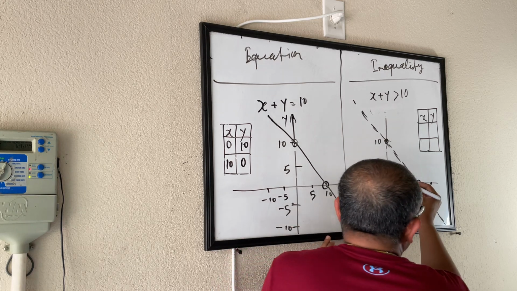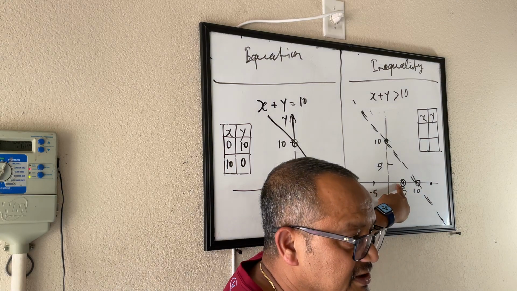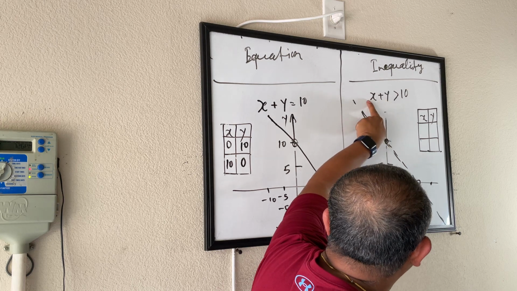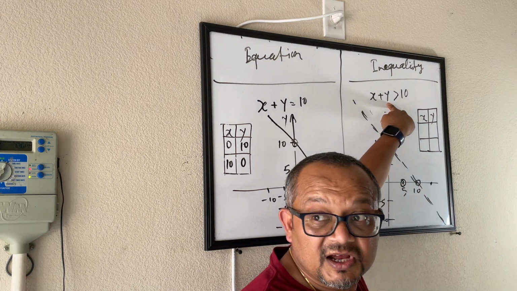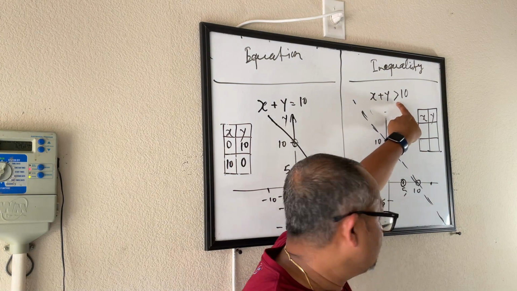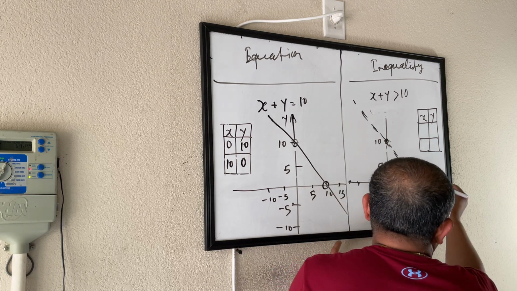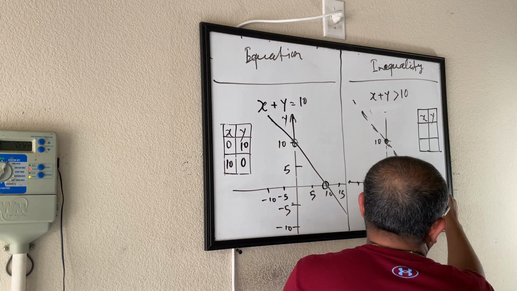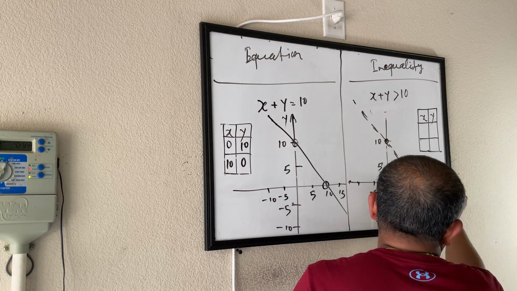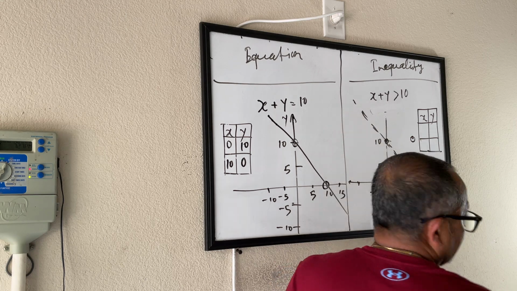Let's do one thing. Let's pick up one point here. This point has x value 5 and y value 0. x plus y, 5 plus 0, is it greater than 10? No. So anything below it is not looking like a solution. Okay, let's pick up another point. This point is not on this line, it is above this line. So if you pick up this point, let's say 10 comma 10.